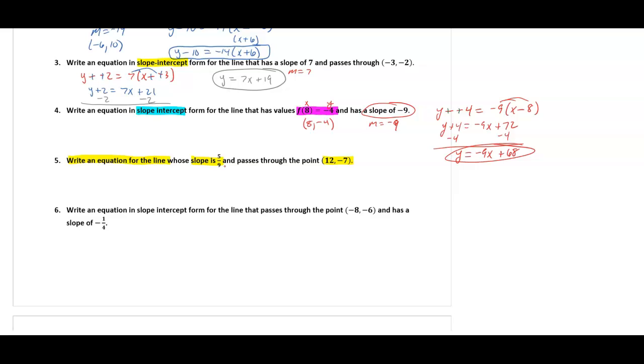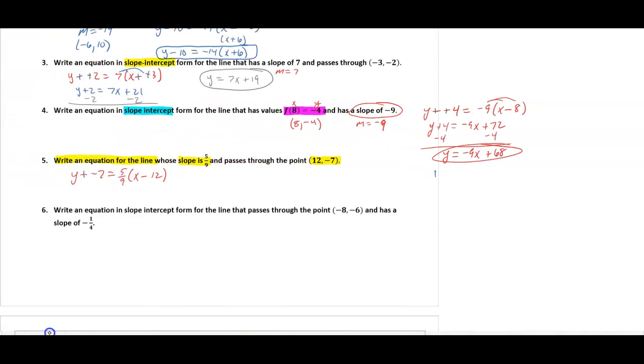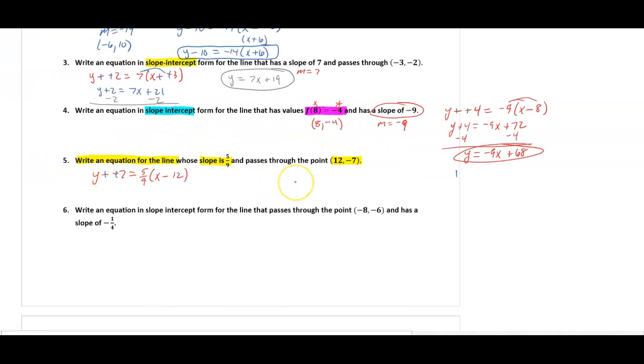So if you said, I'm just going to write this in point-slope form, y minus -7 equals my slope 5/9 times x minus 12. I would just stop here, right? Because, or actually you can't stop there because I got to change that to plus positive. So I would write my final answer just as y plus 7 equals 5/9 times x minus 12. Distributing that fraction is not going to always be nice.